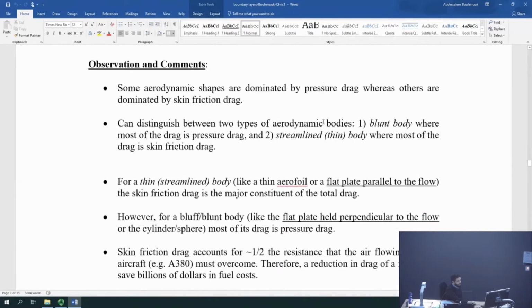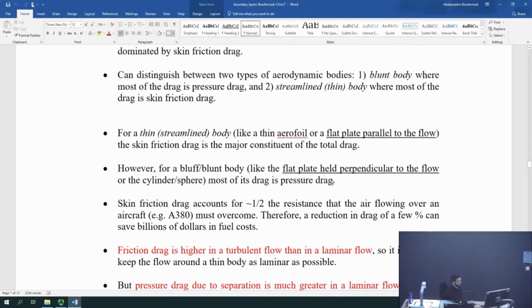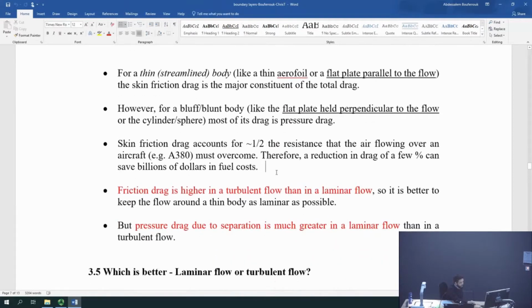Okay. So I'm not going to talk about these again, just some of the key points. Skin friction drag can account for about half or more of the drag force on an aircraft, like an A380. So when you think about it, if you just reduce the drag by a few percent, even 1 or 2%, in terms of savings, that counts to huge amounts of money.